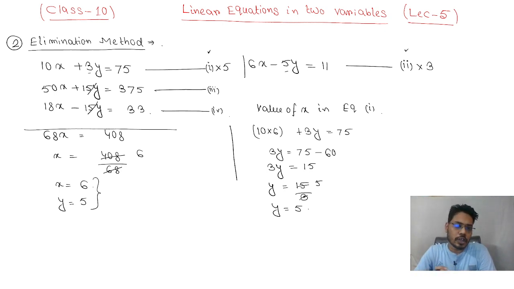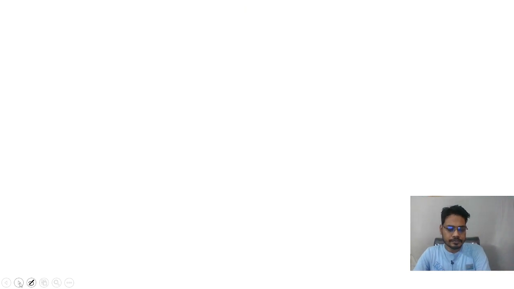So this method is called the elimination method. After the substitution method, we use this elimination method. Either the coefficient of x or the coefficient of y in these two equations, you have to make them equal. That is the main thing here. Then you can eliminate.